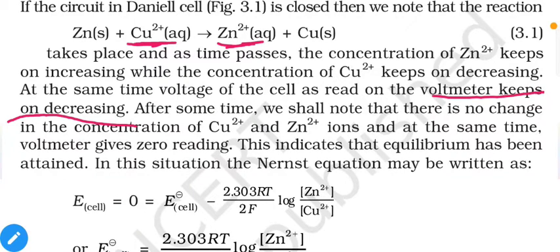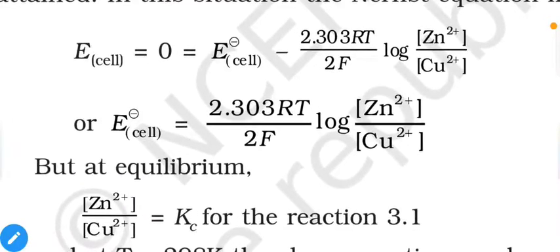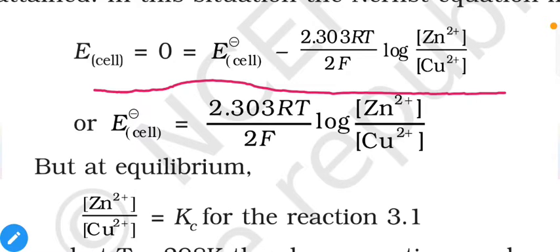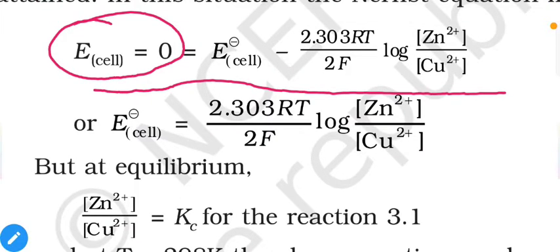This indicates that equilibrium has been attained, and in this situation Nernst equation may be written as. So equation is mentioned below and we need to talk some about it. So as we can see in this equation, cell potential is mentioned 0. This is exactly the same equation mentioned above. Okay, so this is the same Nernst equation. Now at given concentration, our voltmeter gives 0 reading, that means cell potential is equal to 0. But keep in mind, standard cell potential is a constant value, it does not change.